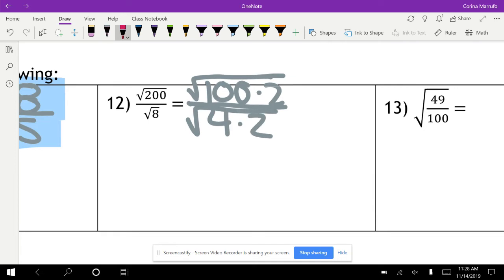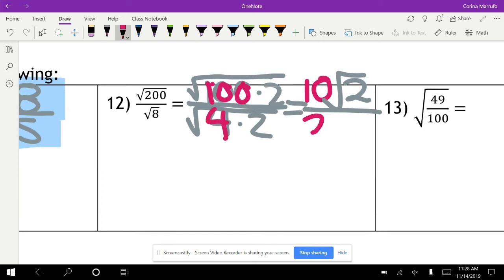So now we can take the square root of 100 and get a whole number. That gives us 10. So we write 10 outside of the square root, and we leave the 2 inside the square root because we can't take the square root of 2 and get a whole number. Then we have 4 here. We can take the square root of 4 and get a whole number. That gives us 2. But the 2 we cannot, so it's going to stay inside the square root.